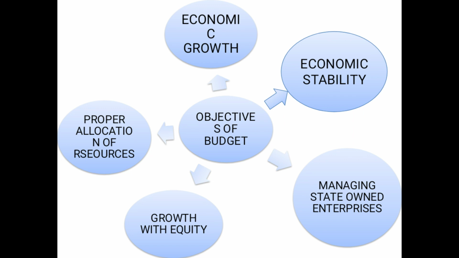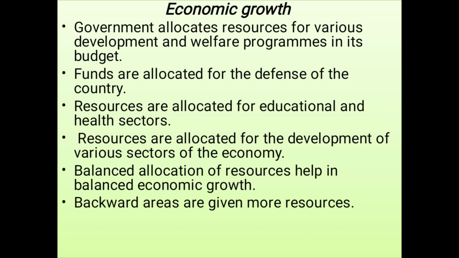So this is about the objectives of the government. Next, as I already discussed, economic growth: the government allocates resources for various development and welfare activities in its budget. Funds are allocated for the defense of the country. Resources are allocated for the education and health sector. Resources are allocated for the development of various sectors of the economy. Balanced allocation of resources helps in balanced economic growth, and backward areas are given more resources.